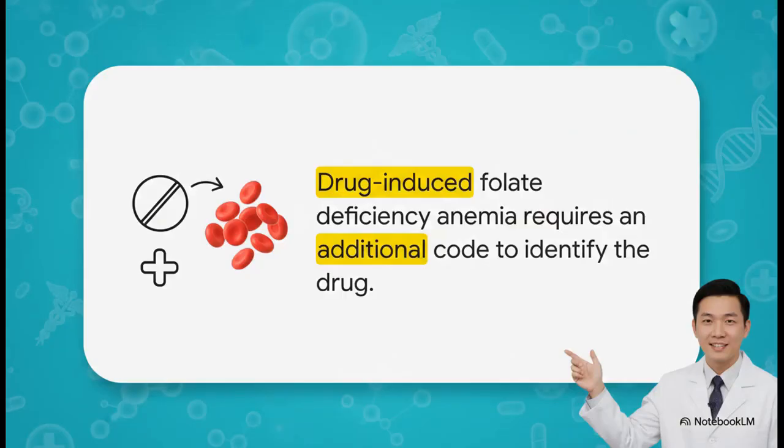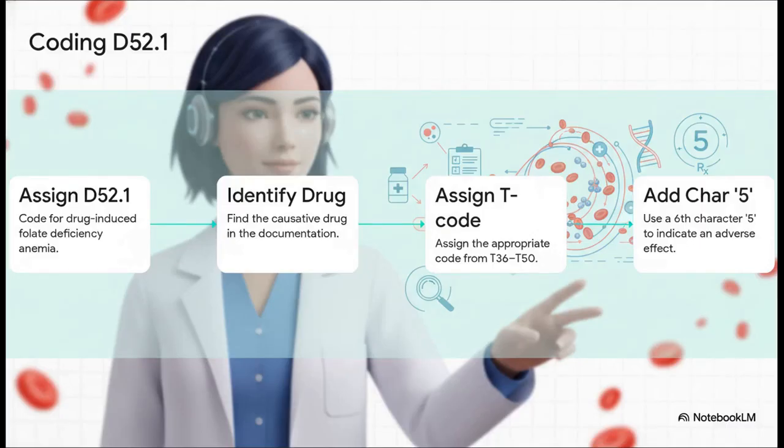Now, I want you to really focus on this one because it's a favorite for exams. D52.1, drug-induced folate deficiency anemia. If you see this documented, your job is not done after assigning that one code. There's a mandatory second step. Here's the full 4-step process. You have to do all of it.